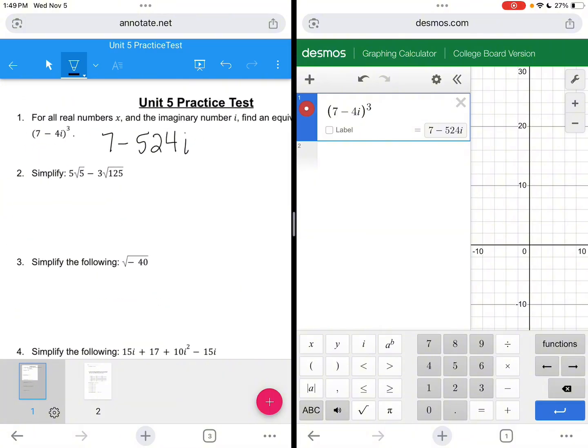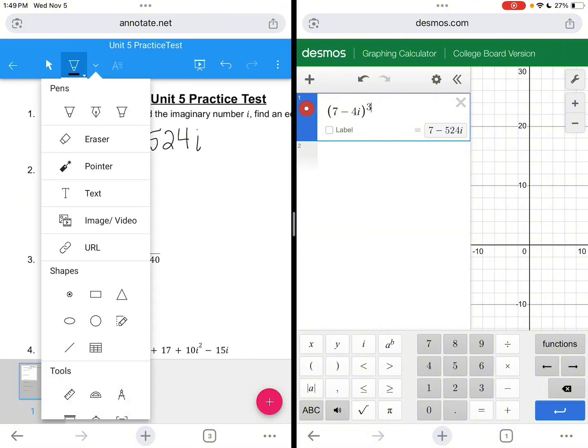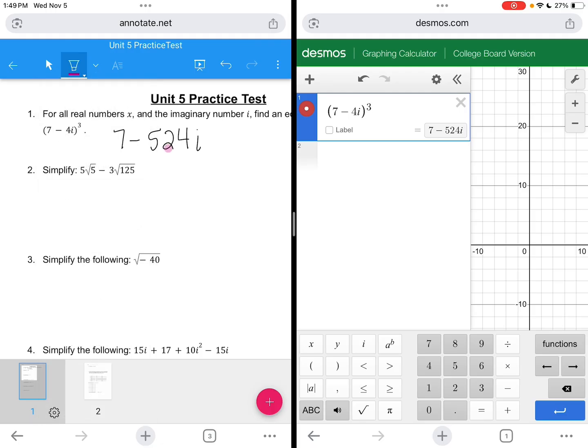Now for number 2, remember we can only simplify if we have like radicals. So we need root 5 and this to match. So let's go ahead and try simplifying root 125 and see if we can get it to match. So 125, we can split into 25 and 5, 5 and 5, and we are going to get 5 root 5.